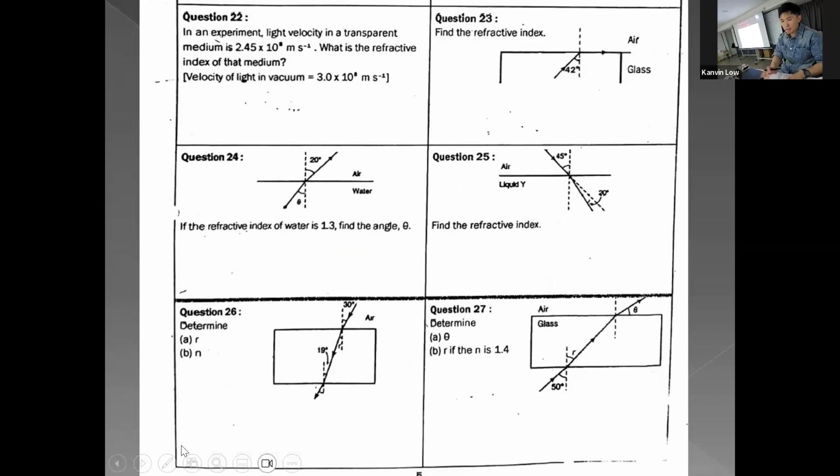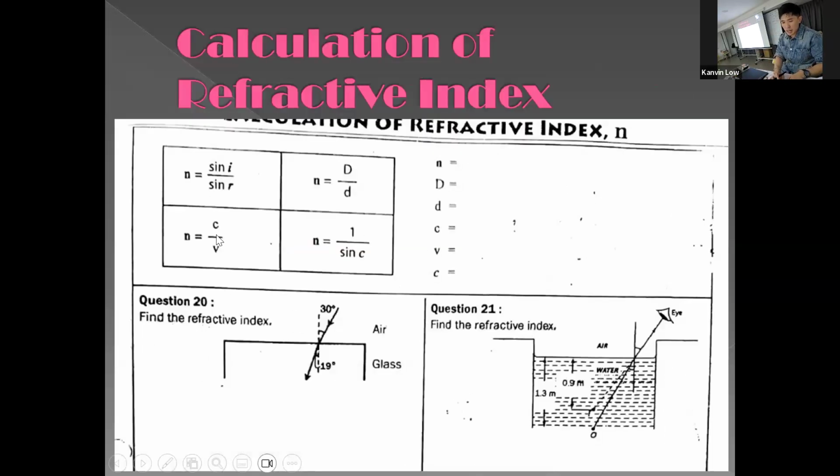Okay, and these are the four formulas: sine i over sine r, c over v, d over d, and 1 over sine c. And I told you before, the i must be greater than the r. A lot of students will think, oh, they give you the light like this, here is 15 and here is 30, so i is equal to 15. Wrong. Please remember one thing: your i must always be bigger than r. So you put i as 30 and r will be 15. Do you get what I mean? This is the only thing that students always make mistakes on.